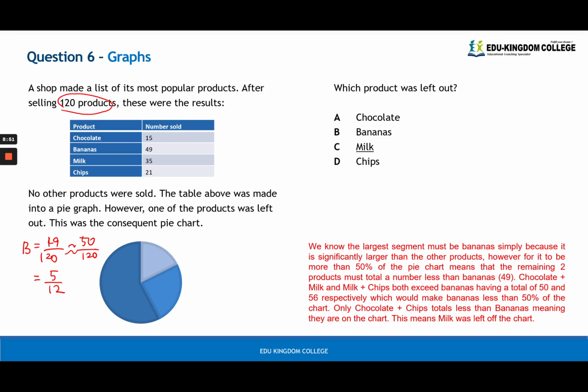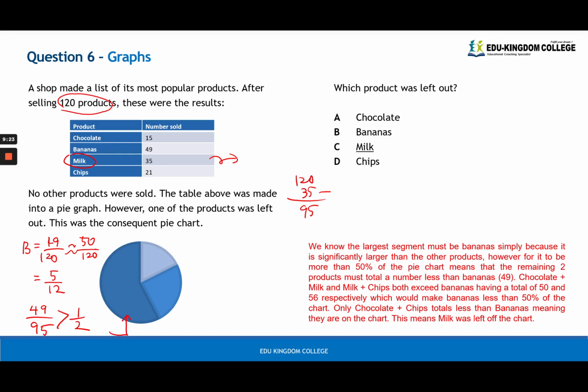So if we took milk out, for example, if I took one of them out, it will no longer be over 120. If I took milk out, 120 minus 35, that's 95. So then it'll be 49 over 95, which is definitely bigger than half. And that's why this would work.